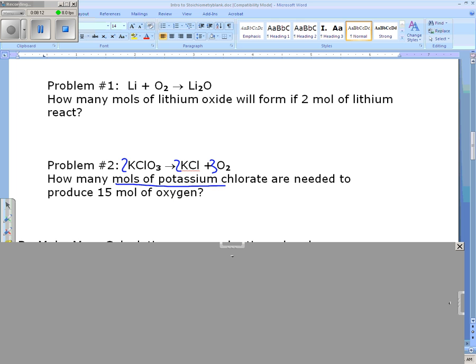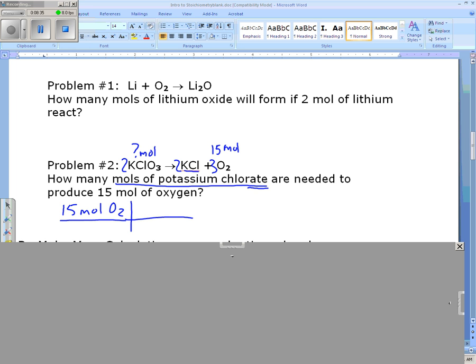How many moles of potassium chlorate? This is potassium chlorate. This guy over here is potassium chloride. Make sure you read all the way to the end of the formula. Are needed to produce 15 moles of oxygen. So 15 moles of oxygen. Start with the number they give you in the problem, 15 moles of O2.